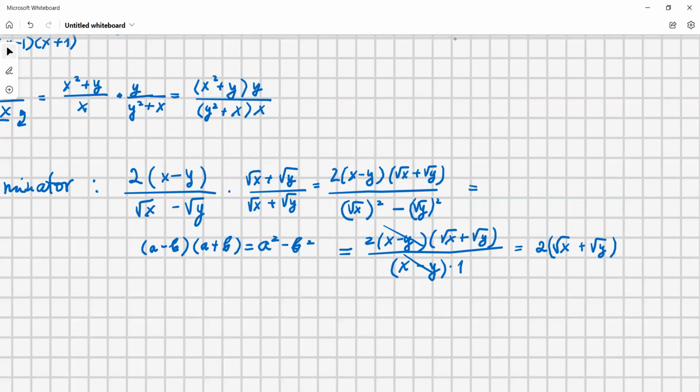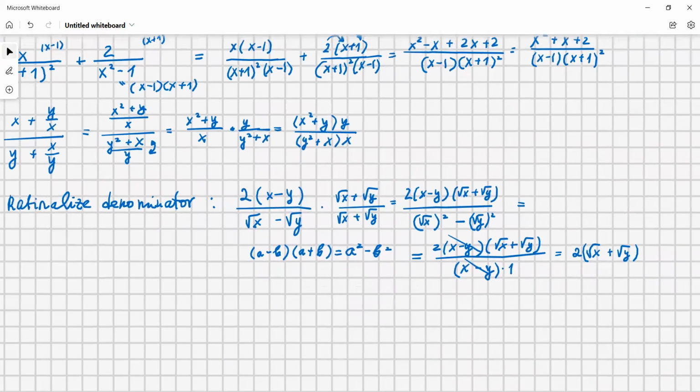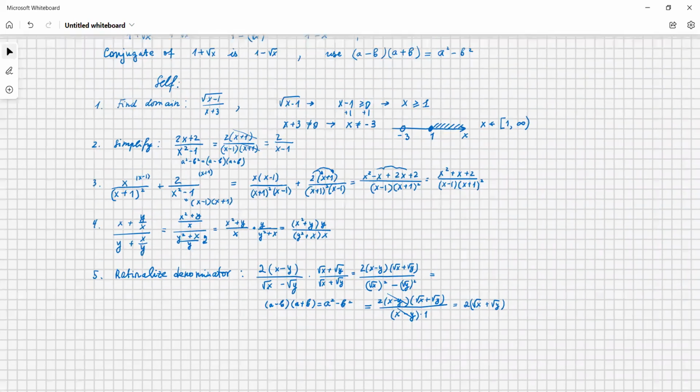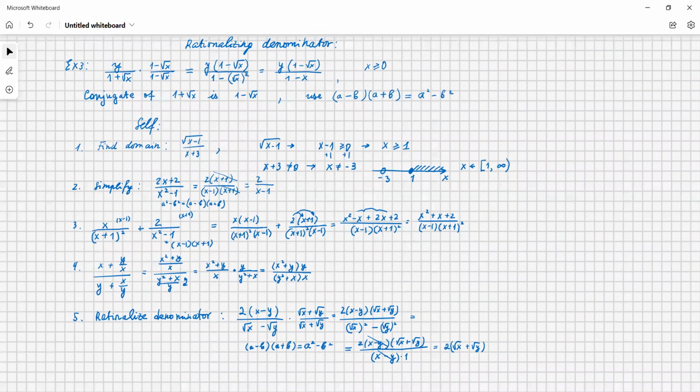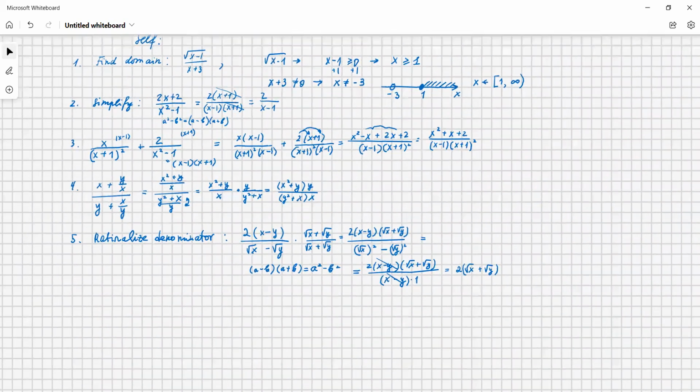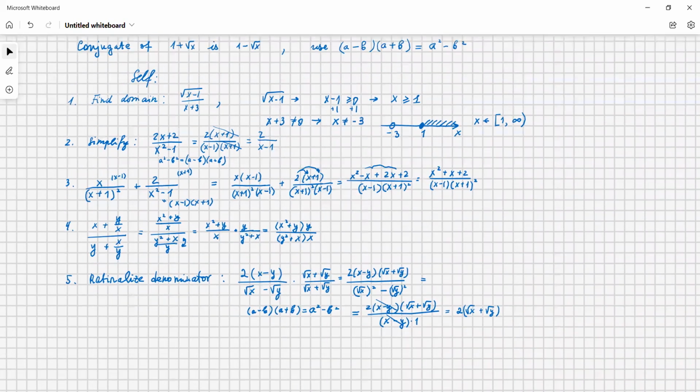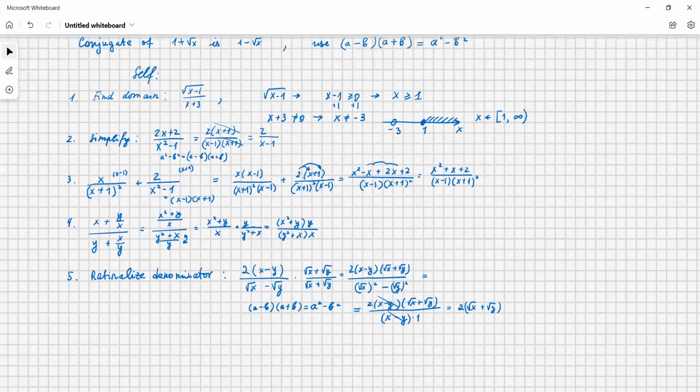Okay, so I simplified everything and I solved all my self-work. Let me now show it again. That was our self-work. Okay, so look, we can find the mean, simplify fractions by factoring, simplify fractions by adding them, simplify compound fractions and rationalize the denominator, which is also simplifying.